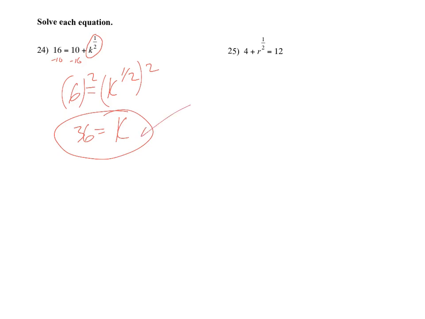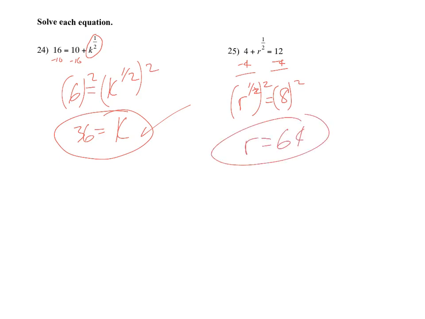This one, same idea, number 25. We're going to subtract 4 from both sides, giving us r to the 1/2 equals 12 minus 4, which is 8. We want to raise both sides to the reciprocal of 1/2, which is 2. So r equals 64. If we pop that in there, 64 to the 1/2 power, the square root of 64 is 8, plus 4 is 12, so this answer checks out.